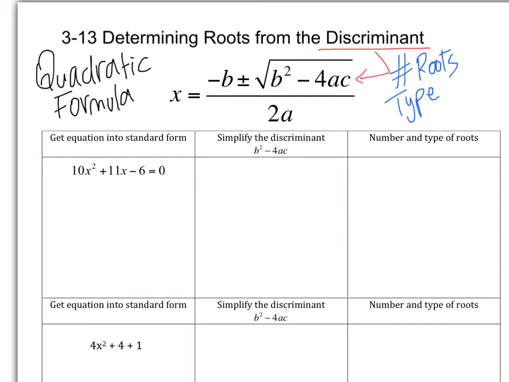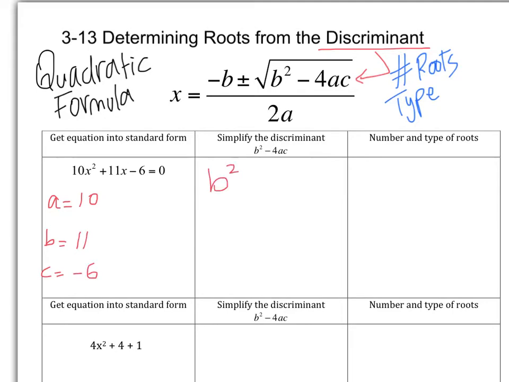Before we go ahead and find the whole thing, it's always good to look at the inside of the radical, which is the discriminant in this case. So this is the focus of the lesson today, to find the discriminant. First of all, when you get an equation, make sure that it's in standard form, because you need to find the a, the b, and the c. In this case, the a is 10, the b is 11, and the c is negative 6.